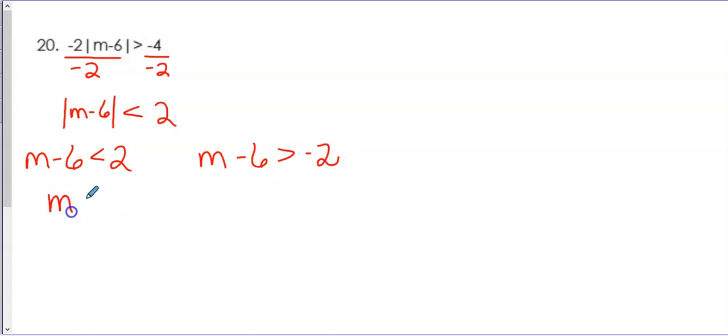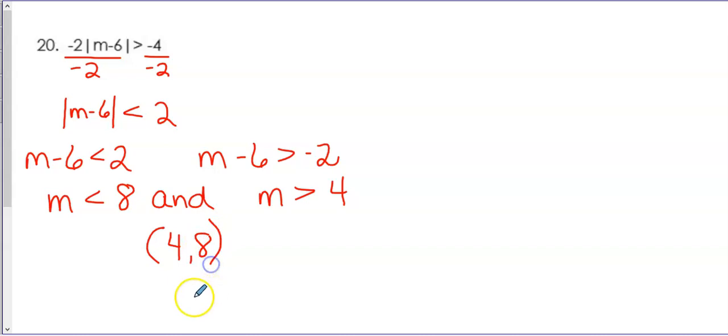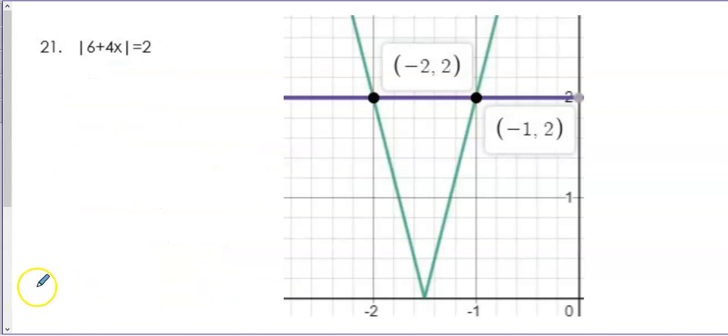So let's see, M is going to be less than 8, and M is going to be greater than, that's going to be a 4. So if we do this in interval notation, it's just parentheses 4, 8. If we did it in inequality notation, it would be that. Okay. All right, so we're done with the algebraic ones.